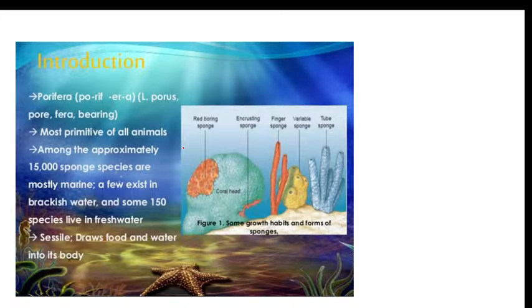Now, coming to the general characters, the name poriferans itself came from the word pore. Pore means openings or porous. All the organisms which come under Porifera or sponges are porous. That means they have a large number of openings on the body surface. There are many small openings in the body of poriferans, and these openings are called pores.